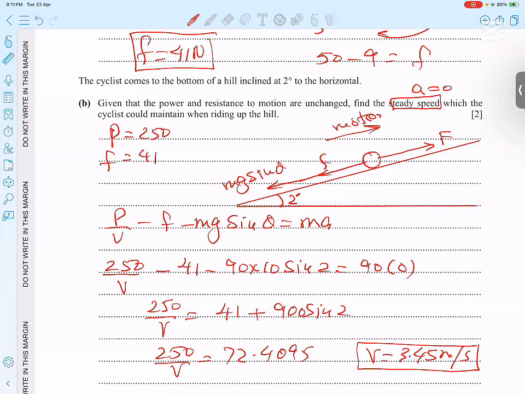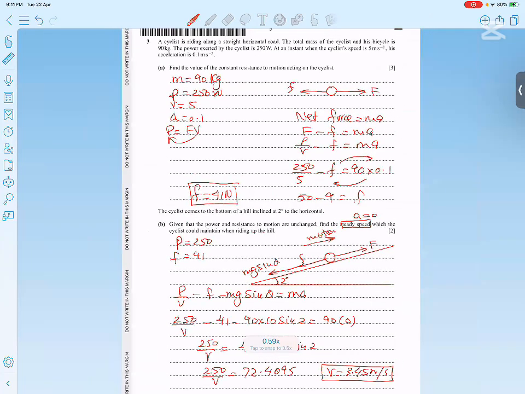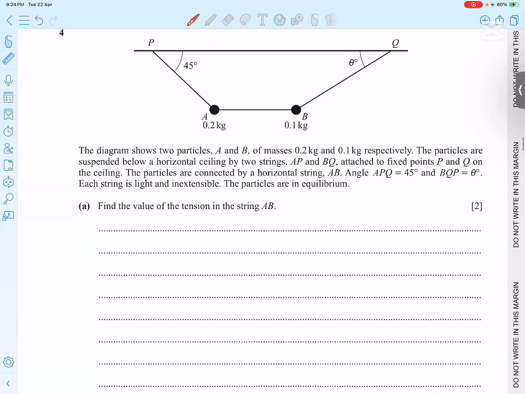So I hope the concept is very clear. And question number 4, students, we have to do. Let's talk about the two masses: 0.2 times 10, we got 2 newtons. And this is times 10, 1 newton. He says one thing: equilibrium, part in equilibrium.